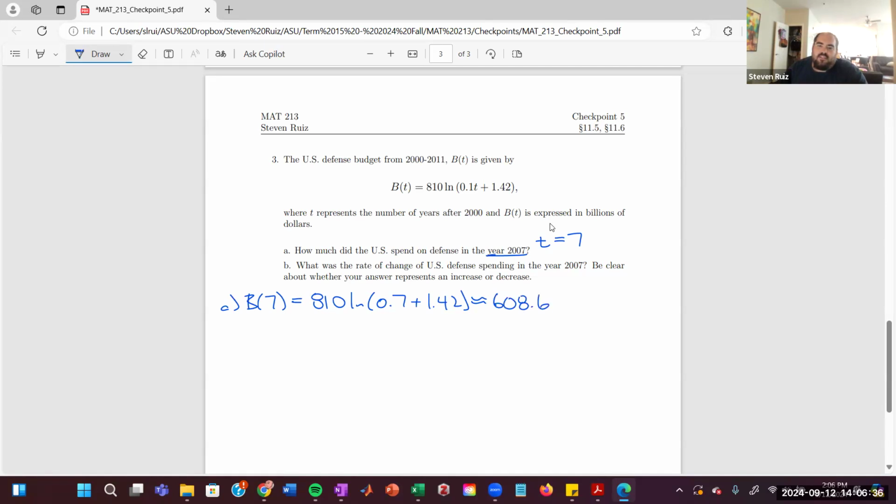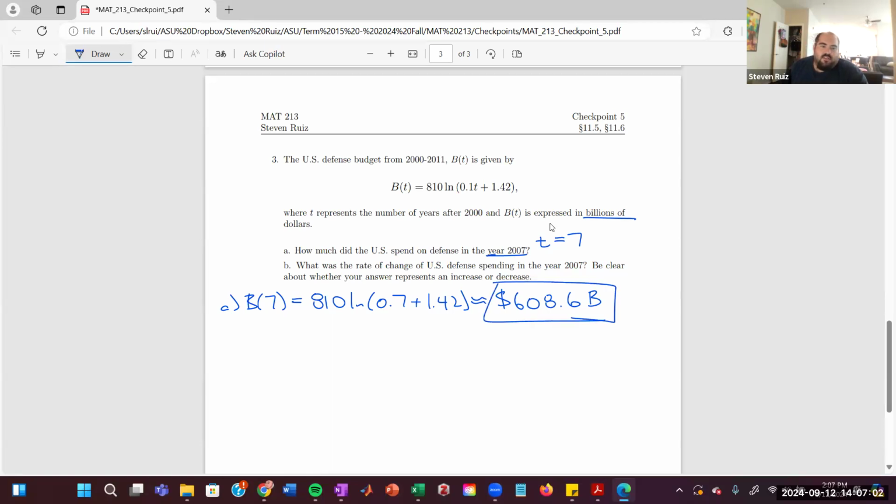So what does that really mean? That comes out to be 608.6, and I'm going to put space in here because what this really says is 608.6. Is it $608.6? No, one thing to keep in mind here is this is billions of dollars. So our defense budget in 2007 was $608.6 billion, according to this function.